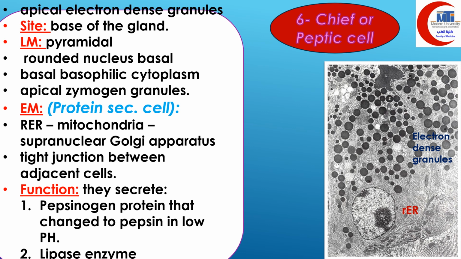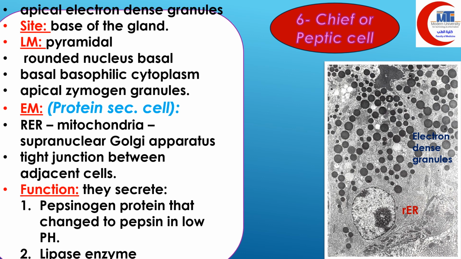Is it common like the parietal cell in all parts? No, it is just present in the base of the gland, in the base of the fundic gland. So in the base of the fundic gland, what type of cell can you find? It is the chief or peptic cell. This cell produces a protein. It is a typical protein secretory cell. What protein? It is the pepsinogen protein.